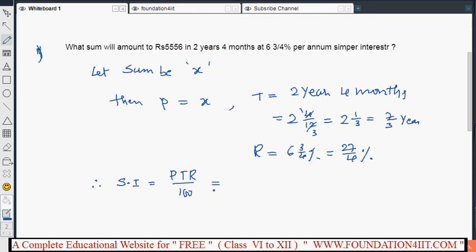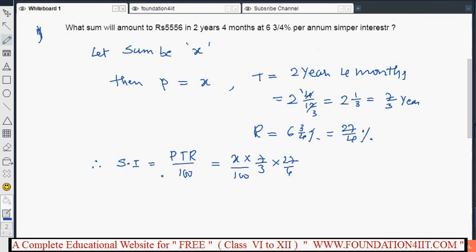You have done some problems previously. Now x into time, which is 7/3, into rate, which is 27/4 by 100. This is simple interest. Now by cancellation, this 3 nines are 27, so we get 63x by 400 in terms of x.